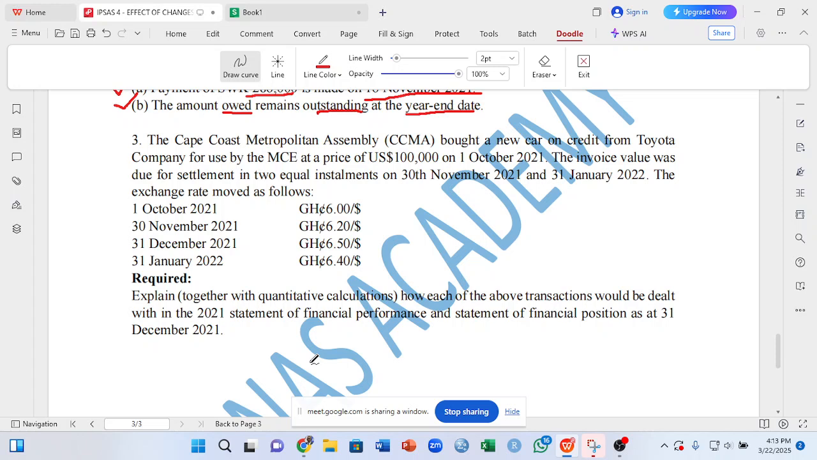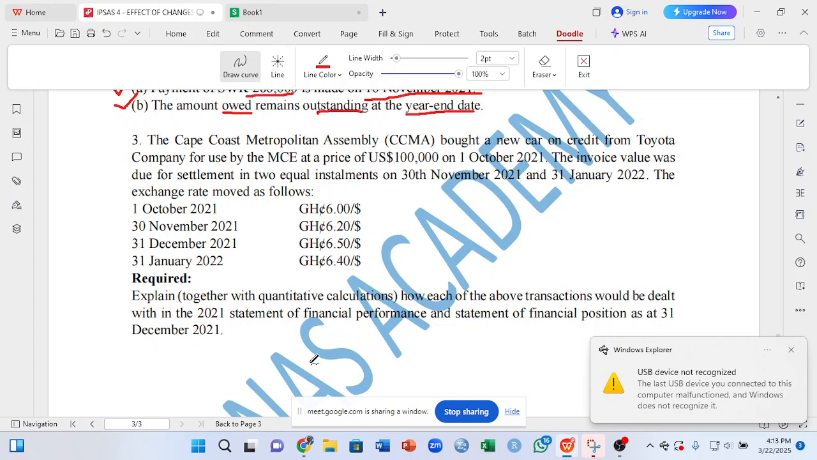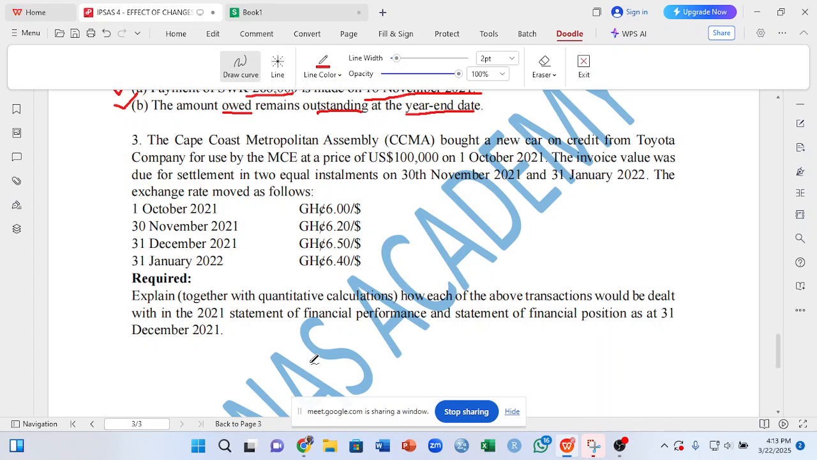Okay, thank you very much. So they said explain, so we need to see some write up. How are you going to begin your explanation? First, tell us the IPSAS it relates to. Then you tell us the measurement treatment of that particular IPSAS relating to your transaction. Depending on the marks there, you can decide to do further elaboration, and then you end with the computation is shown below.